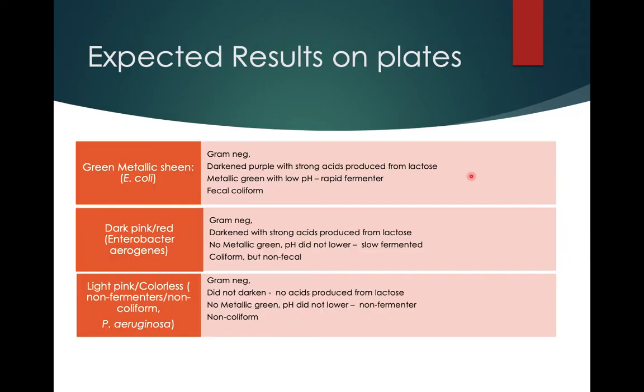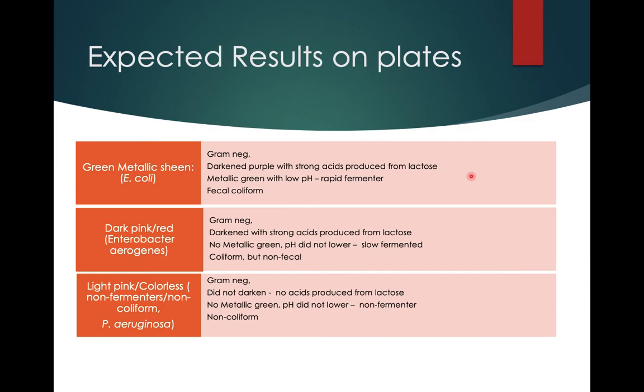Okay, so here, a few things. Don't take this as a Bible, because we also have other considerations. Usually, a green metallic sheen in EMBA indicates E. coli. Dark pink or red can be Enterobacter, other Enterobacter species also. With no metallic sheen, the pH did not really lower that much. It is a coliform, but we don't consider it a fecal coliform, unlike E. coli, as with Enterobacter aerogenes. Then we also have other light pink or colorless non-fermenters, such as Pseudomonas.